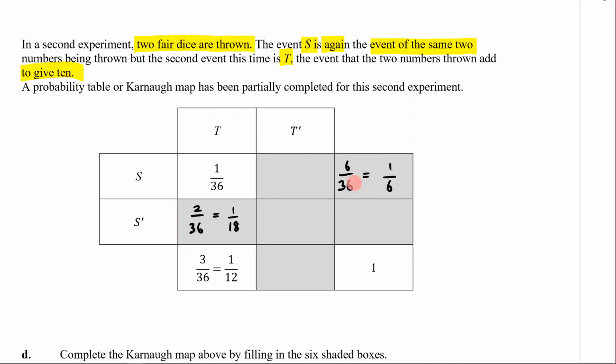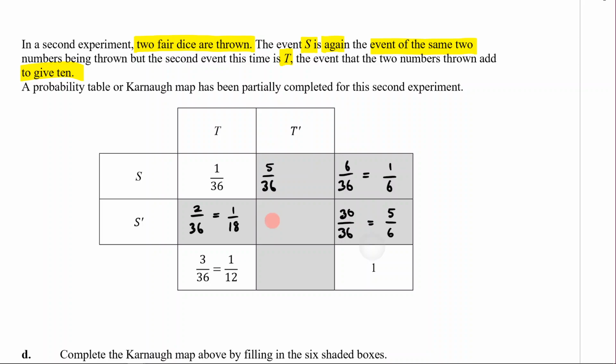And that means we can fill in this one. If this is 1 and this is 6, this is going to have to be 5 on 36, because 1 plus 5 is 6. And 5 on 36 can't be simplified. If this is 1 and this is 1 on 6, this has to be 5 on 6, because 1 plus 5 is 6 and 6 over 6 is 1. So that means if I was to go backwards, this is going to be 30 on 36, because 6 6s are 36, 6 5s are 30.